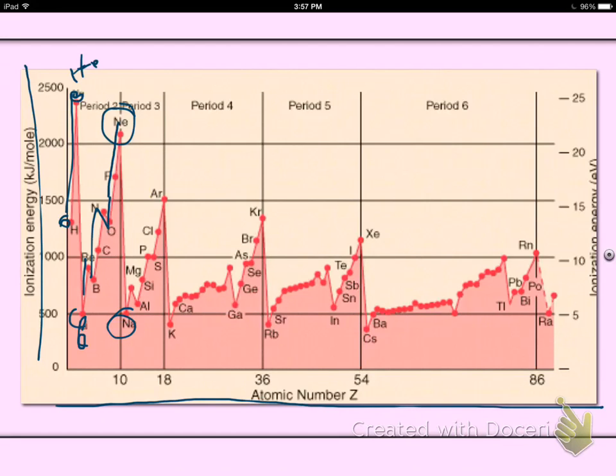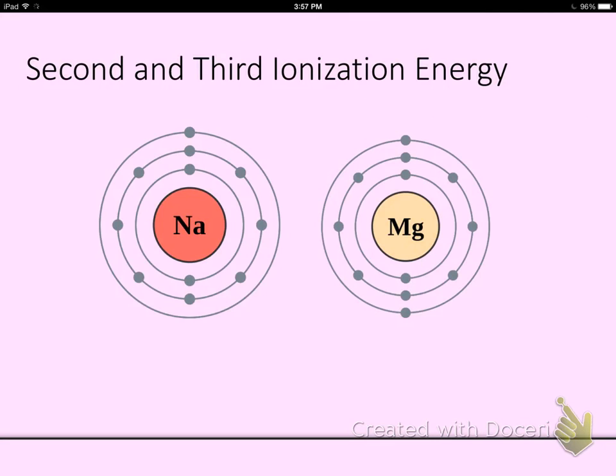So you can see the big jumps as I add electrons and protons, and I see a smaller decline as I go down the group from lithium to sodium to potassium to rubidium to cesium. There is a drop, but it's not as significant as the changes within a period. Okay. So let's take a look now.